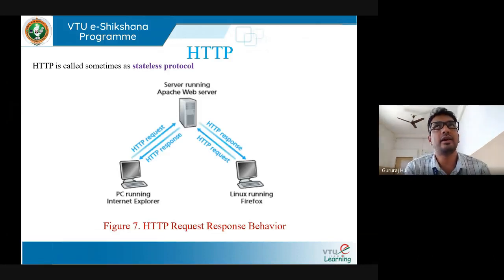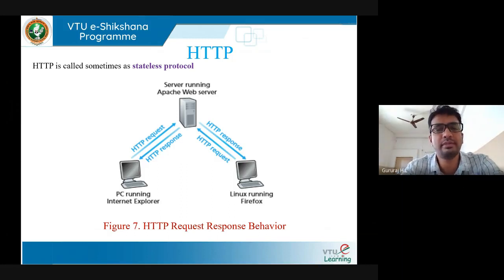I think we have given the introduction to what a URL is. If the HTTP protocol wants to work, there are two basic requirements: one is a client program, and the other is a server program. Sometimes the HTTP protocol is also called a stateless protocol. Why is it called a stateless protocol? An example, I'll tell you the details now.